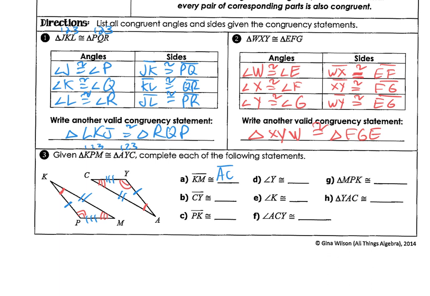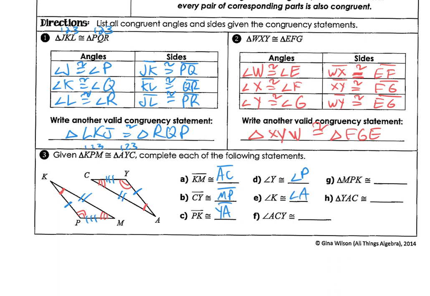CY, that's 3, 2. So on the first one, that would be MP. So again, perhaps try pausing it here and then trying the rest of these and then see what you get. PK matches up with YA. Angle Y, that would be angle P. Angle K is angle A.